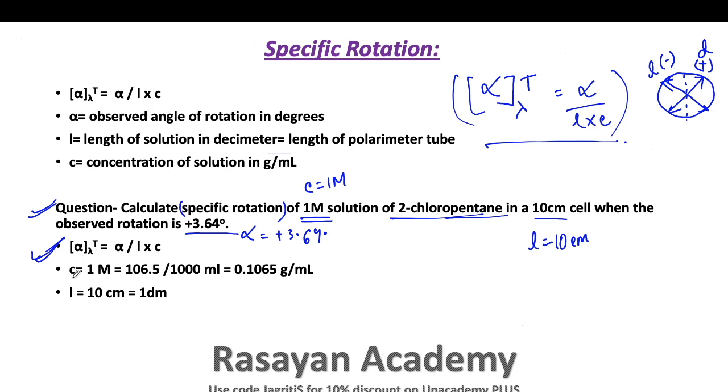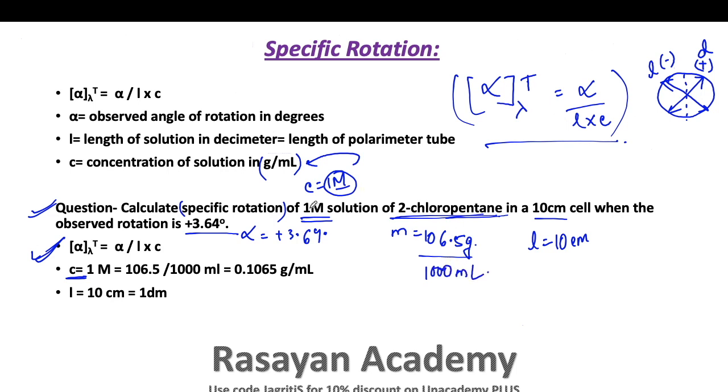Now, first thing, you have to convert the concentration molar to gram per ml. This is super important, guys. How are you going to do that? So 2-chloropentane is given. You can easily find out the mass of 2-chloropentane. So the molar mass of 2-chloropentane is 106.5 grams per mole. That is your moles per liter. That is per 1000 ml. So this is going to be per 1000 ml.